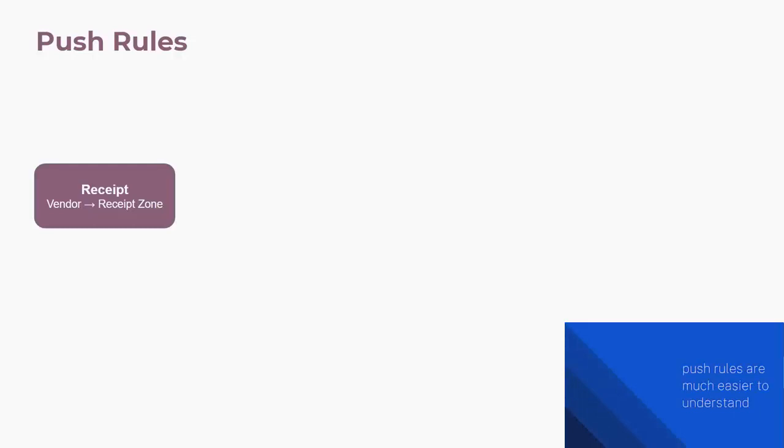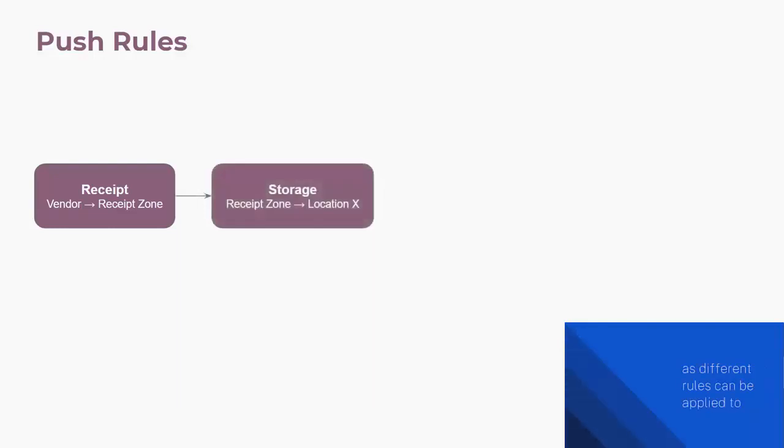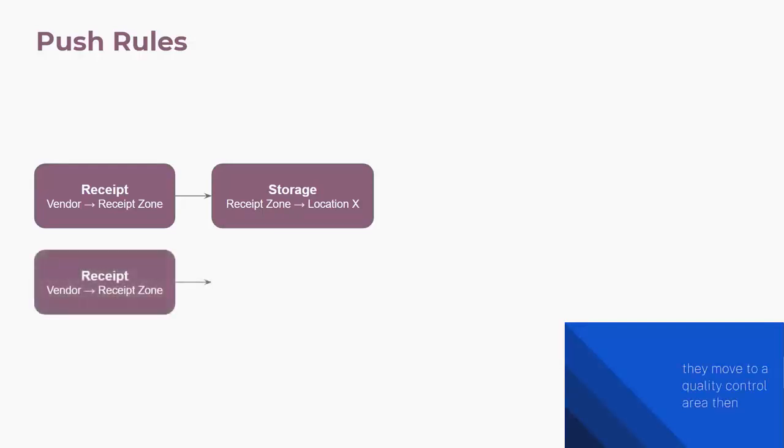Push rules are much easier to understand. Instead of pre-generating documents, they are triggered live when products arrive. Push rules say when a product arrives, move them to another location. An example: products in the receipt area then move to storage. Different rules can be applied to different products, and you can assign different storage locations. Another rule could be when I receive products, they move to a quality control area. Then once the quality check is complete, they move to their storage location.